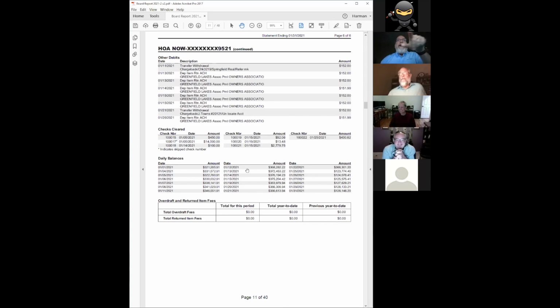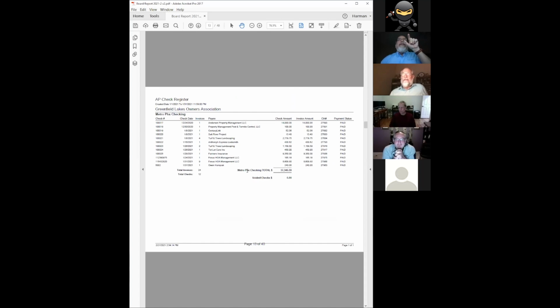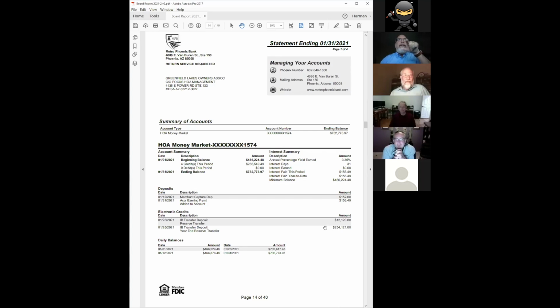No, if you go to this one, you'll see where the money was moved on the 25th near the bottom, $254,121. Good. Very good, sir.